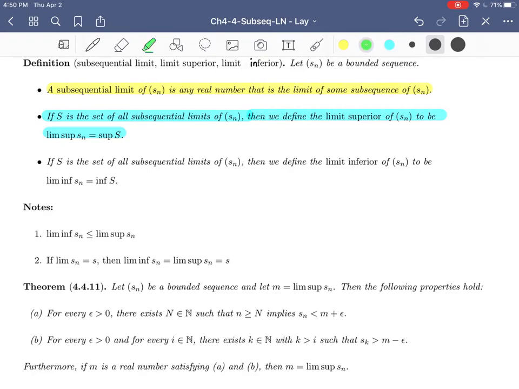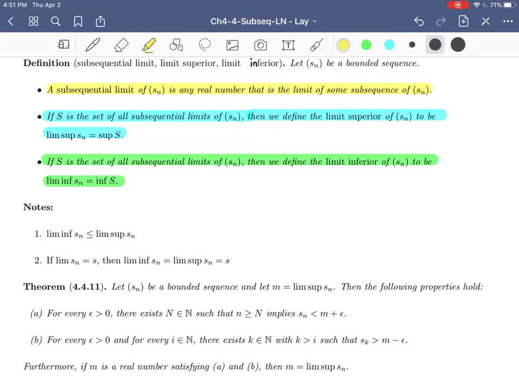And if we have that set of all subsequential limits, then we can define the limit inferior. That is the infimum of the set S, right? And so it is the greatest lower bound. Out of all of the lower bounds, it is the lower bound that is the greatest, that's the largest. So that is our limit superior and limit inferior. We will take a look at these in some specific examples in the next video.